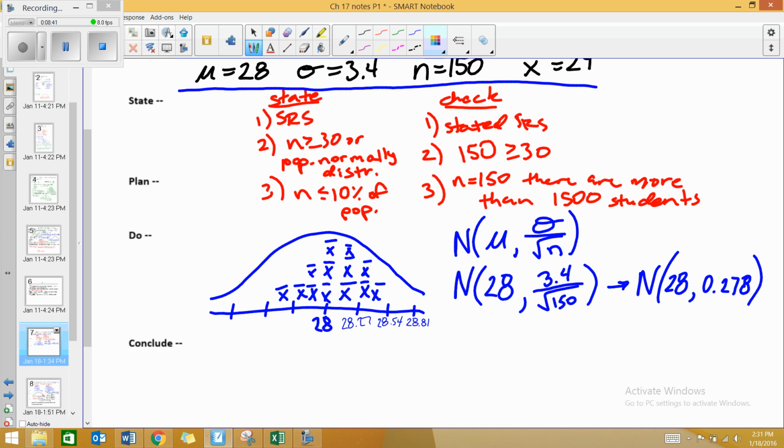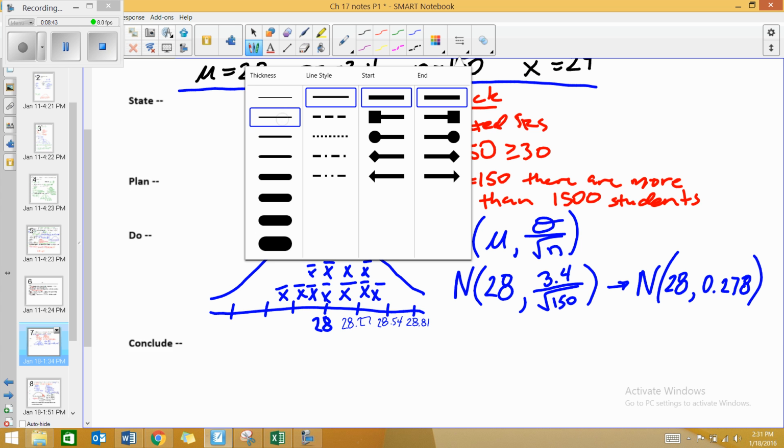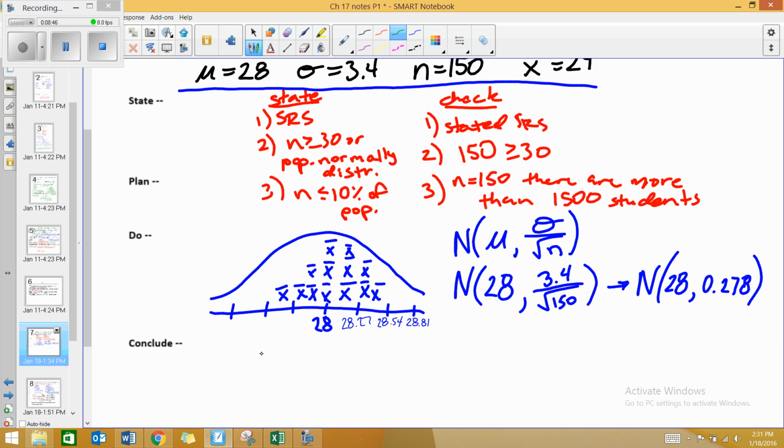Okay, the problem wants us to find, let me go back to a normal sized line, the probability that my sample average of 150 students is greater than or equal to 29. Well, 29, that's more than 3 standard deviations away from my mean. So maybe you're making some predictions as to the size of that probability, but hopefully you're thinking it's going to be pretty small, since again 99.7% of the data will fall in between 3 standard deviations from the mean.